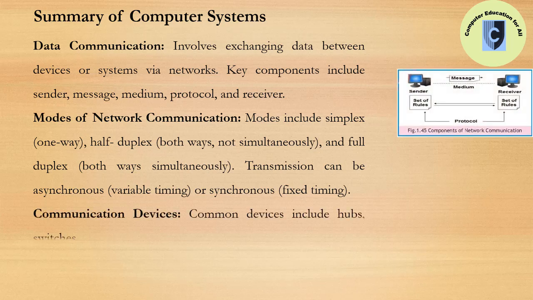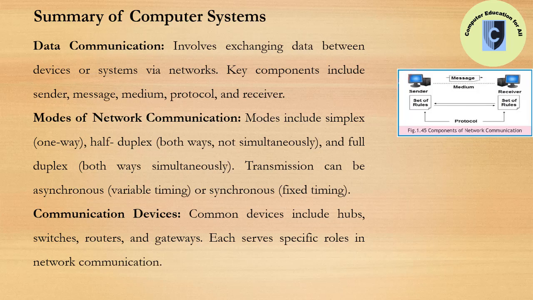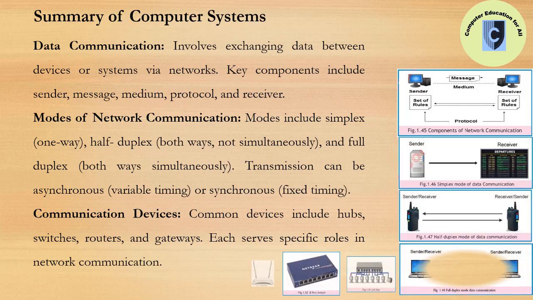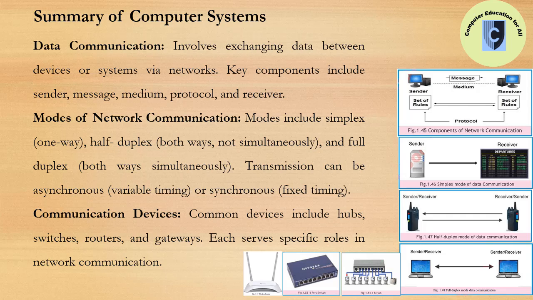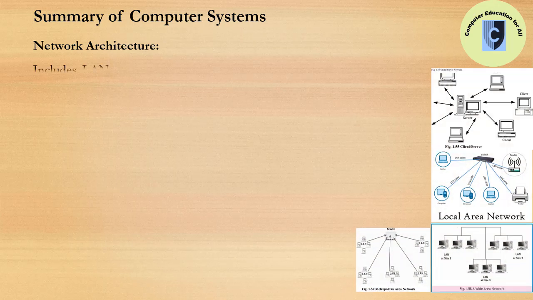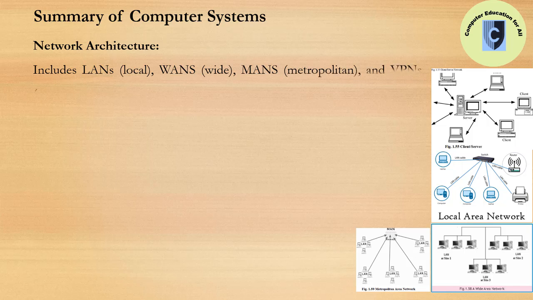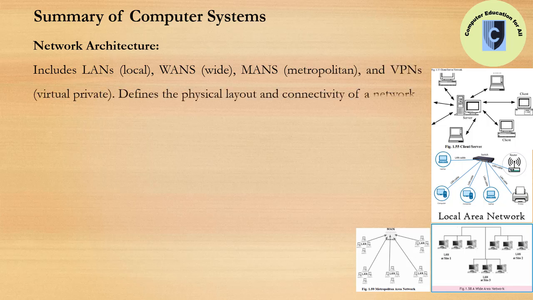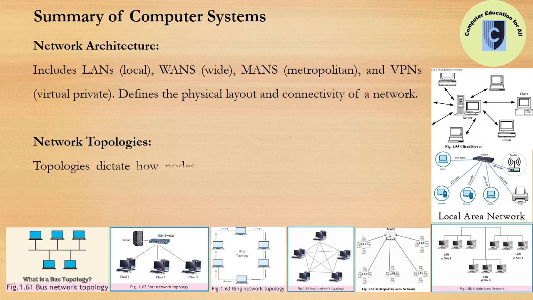Communication devices. Common devices include hubs, switches, routers, and gateways. Each serves specific roles in network communication. Network architecture includes LANs, local; WANs, wide; MANs, metropolitan; and VPANs, virtual private. It defines the physical layout and connectivity of a network. Network topologies. Topologies dictate how nodes are connected.